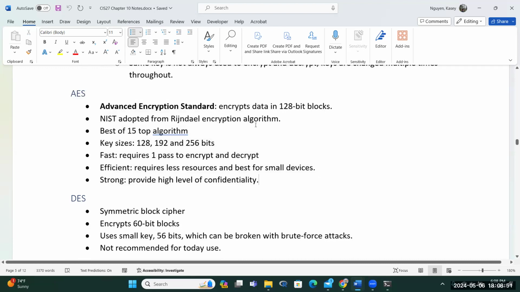AES, this is the preferred choice. Knock on wood, right? It hasn't been breached yet, so compromised. So Advanced Encryption Standard uses a 128-bit block. NIST adopted this as the Rijndael encryption algorithm. It remains within the top 15 for many years. The key length is between 128 to 256, so a decent key. The reason why I selected this one is I really like that it is fast. And this is why it's used for wireless.